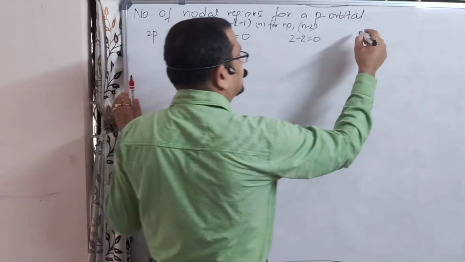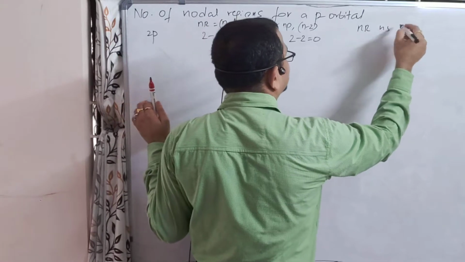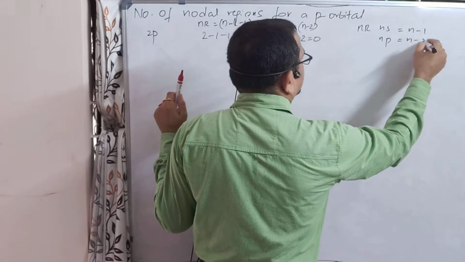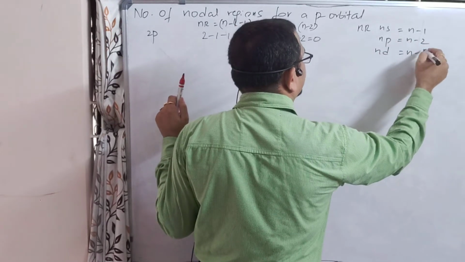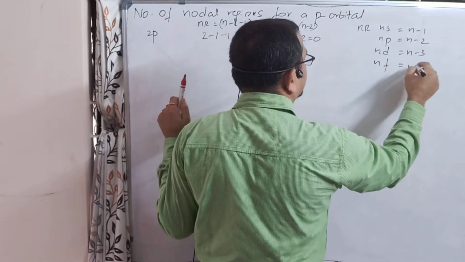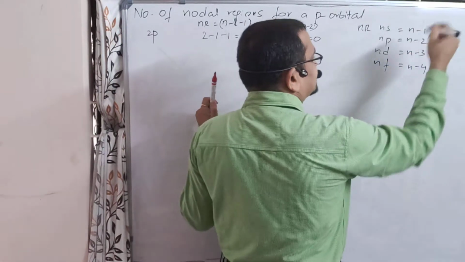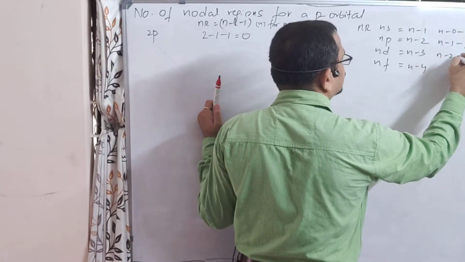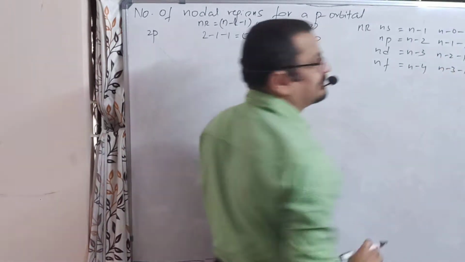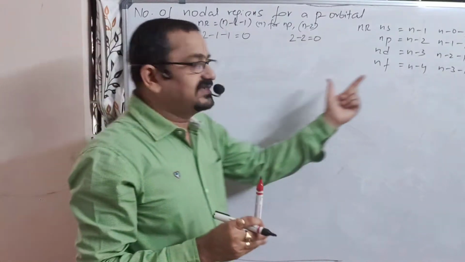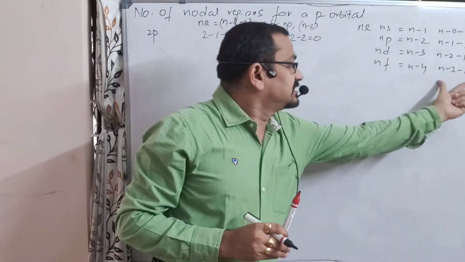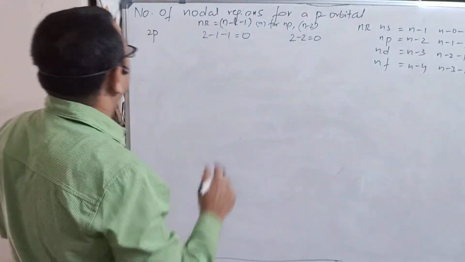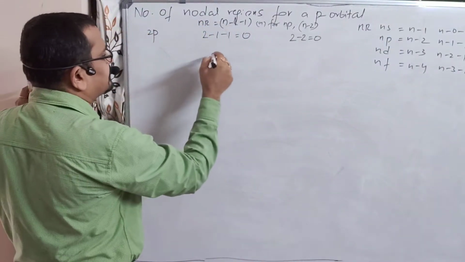I am repeating once again, the number of nodal regions for ns is n minus 1. For np it is n minus 2. For nd it is n minus 3. For nf it is n minus 4. This is similar to n minus 0 minus 1. This is n minus 1 minus 1. This is n minus 2 minus 1. This is n minus 3 minus 1. Okay, this is a general formula, and this is a particular formula for a given orbital. Now, what is the orbital picture for this?